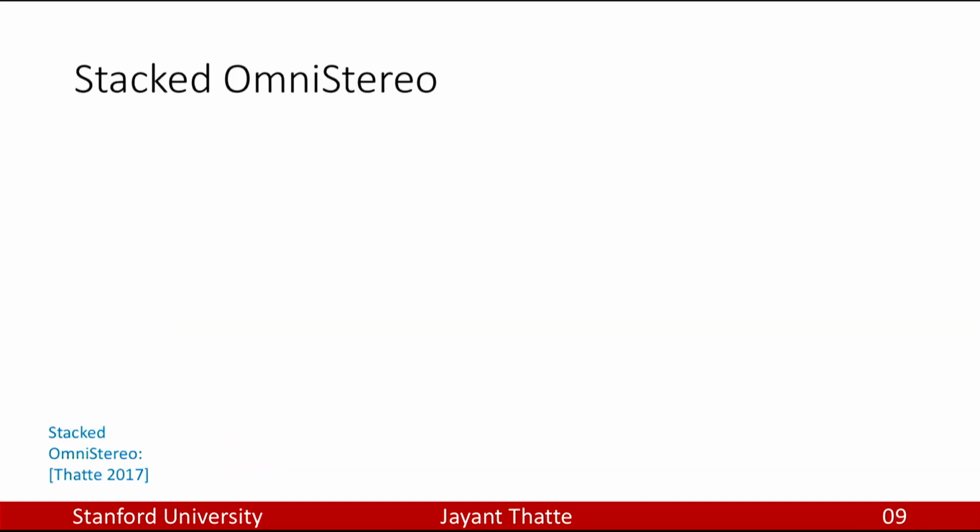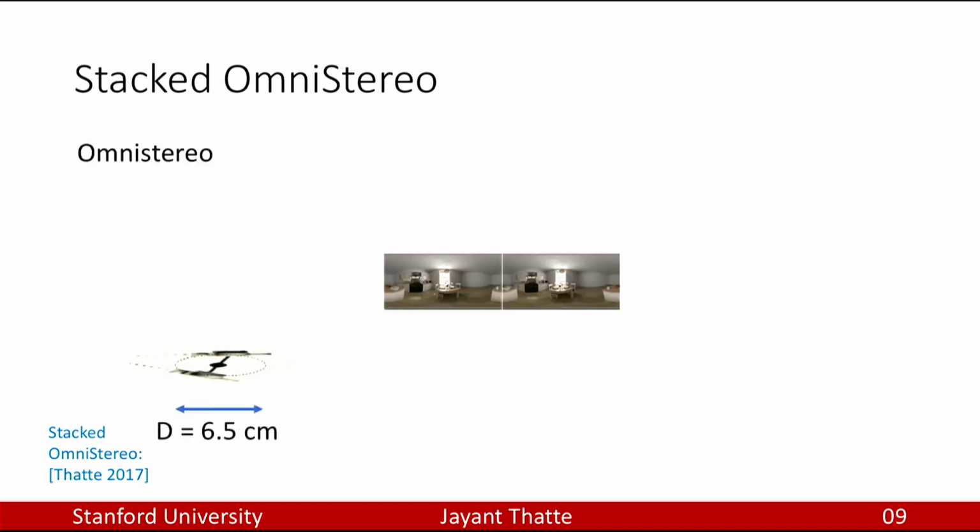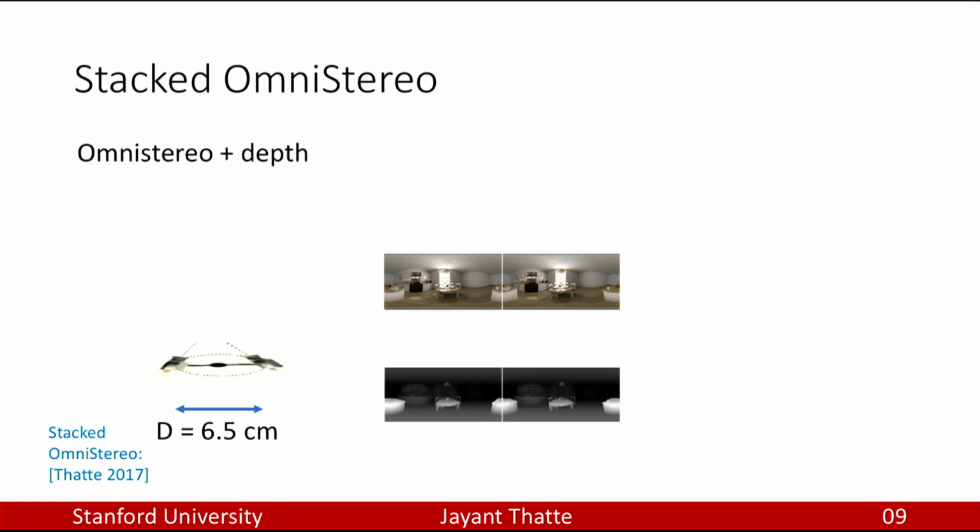Okay, so Stacked OmniStereo is a VR representation that can render motion parallax. And it starts with OmniStereo and modifies it in a few key ways. So let's start with OmniStereo. We are all familiar with this by now. It's a pair of rotating cameras. The distance between the cameras is the same as the distance between our eyes. And that gives us a left and a right panorama. Now, the first thing that we do is we also add depth to it. So now, in addition to having two texture panoramas, we also have the two corresponding depth panoramas.